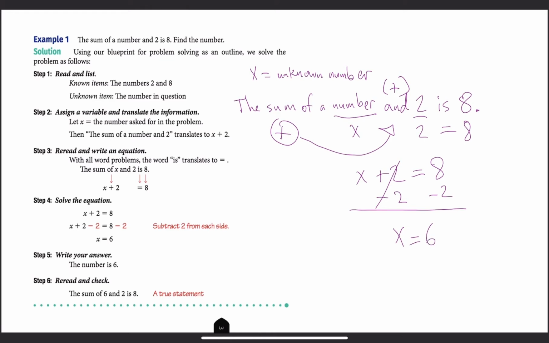So the sum of a number and 2 is 8. Oh, the sum of 6 and 2 is 8. Okay, that makes a lot of sense in the context of the problem. So if I'm going to answer this, it says find the number. The number is 6. Great. Let's have a look at another one.